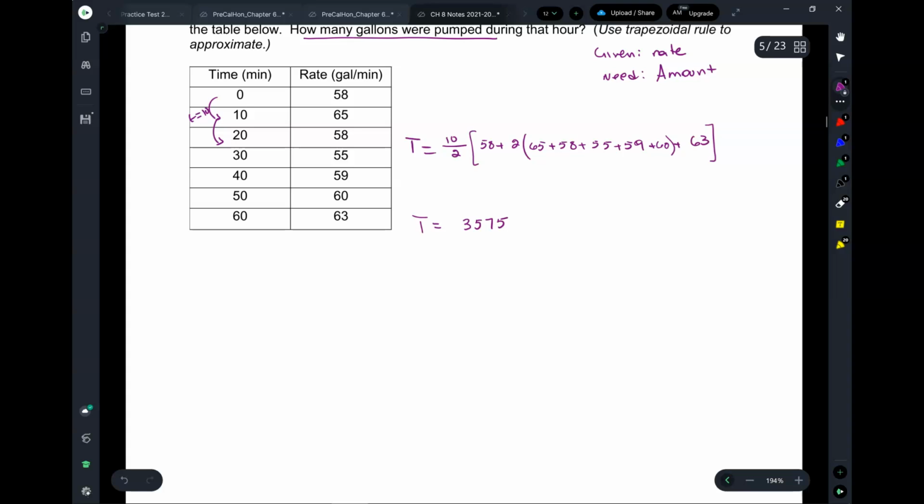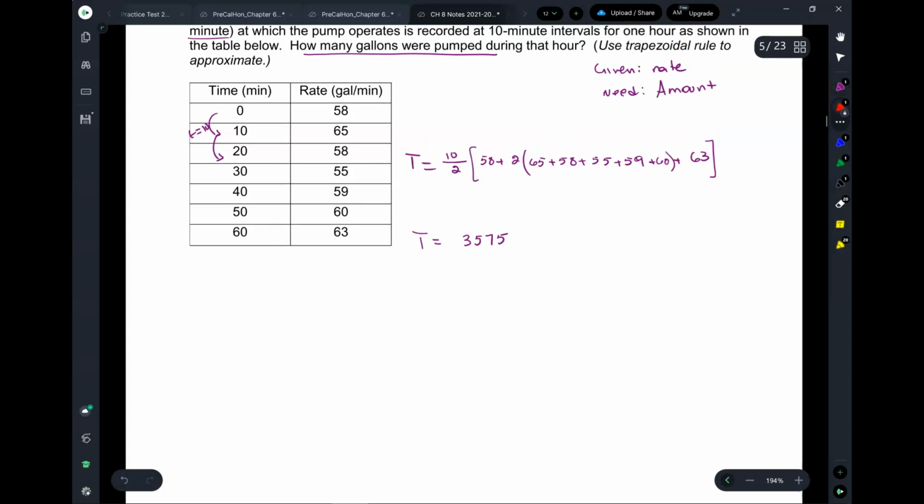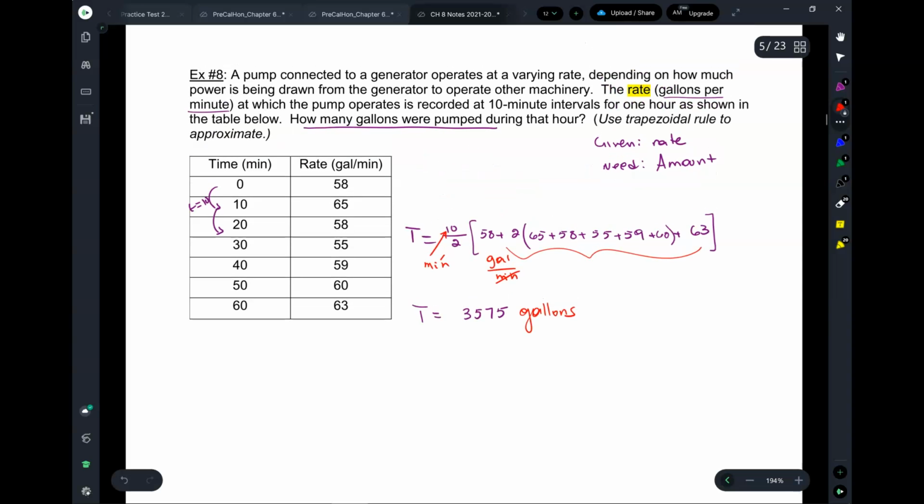3,575. Okay, let's talk about units for a minute. This is the time, right? In minutes. What's this? Gallons per minute. It should be gallons, and it is gallons, so gallons. Okay. Do we need to write that, or can we kind of just, like, do we need to write the minutes times gallons? You don't have to write minutes times this, but you have to write the final unit, yeah.